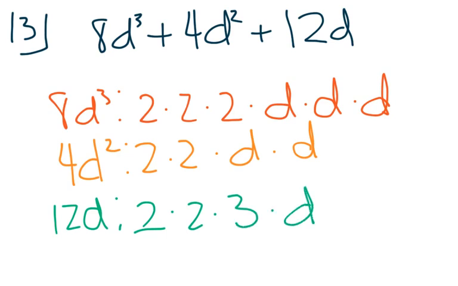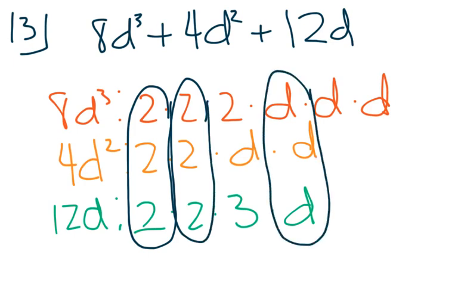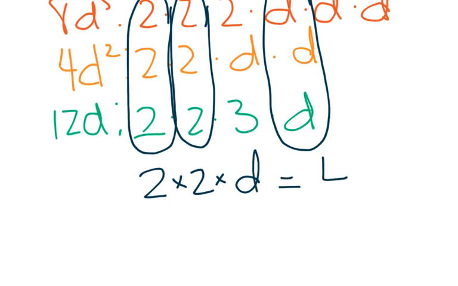So let's look for what they have in common. They have a 2 in common, they have another 2 in common, and they have a d in common. Okay, so when we multiply that all together, we have 2 times 2 times d, and that equals 4d, and this is our answer.